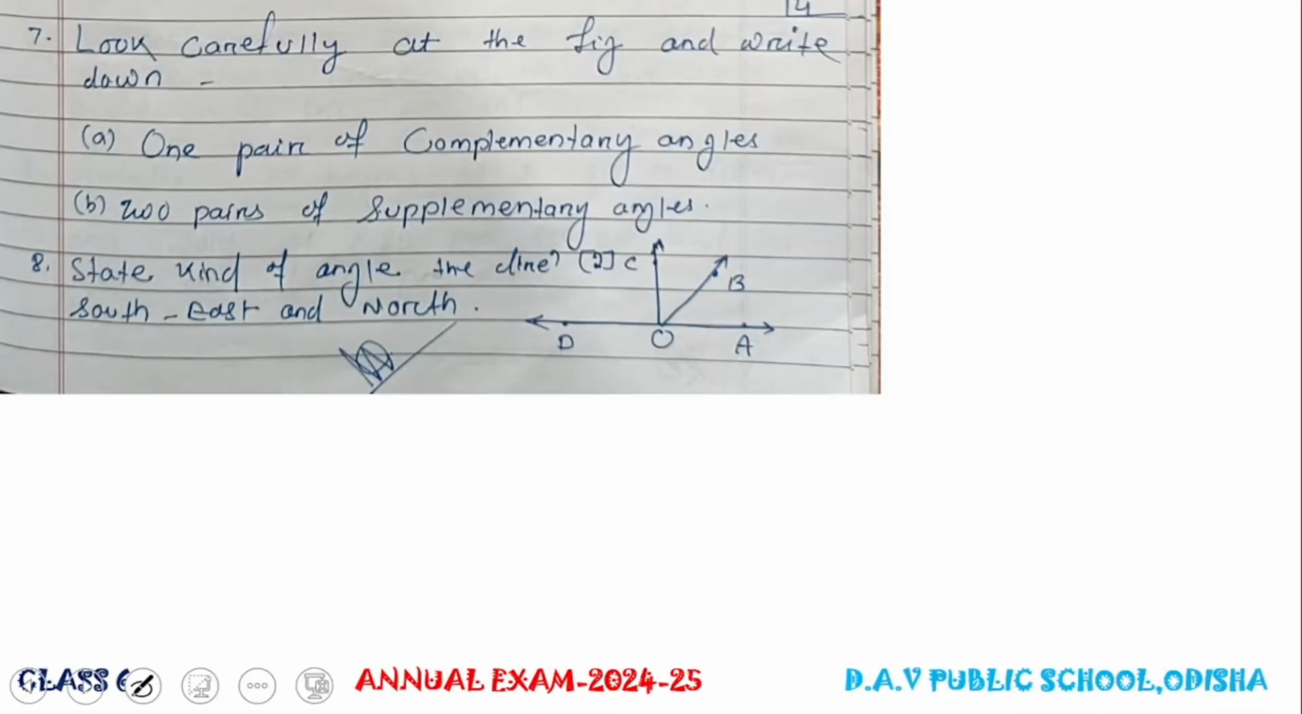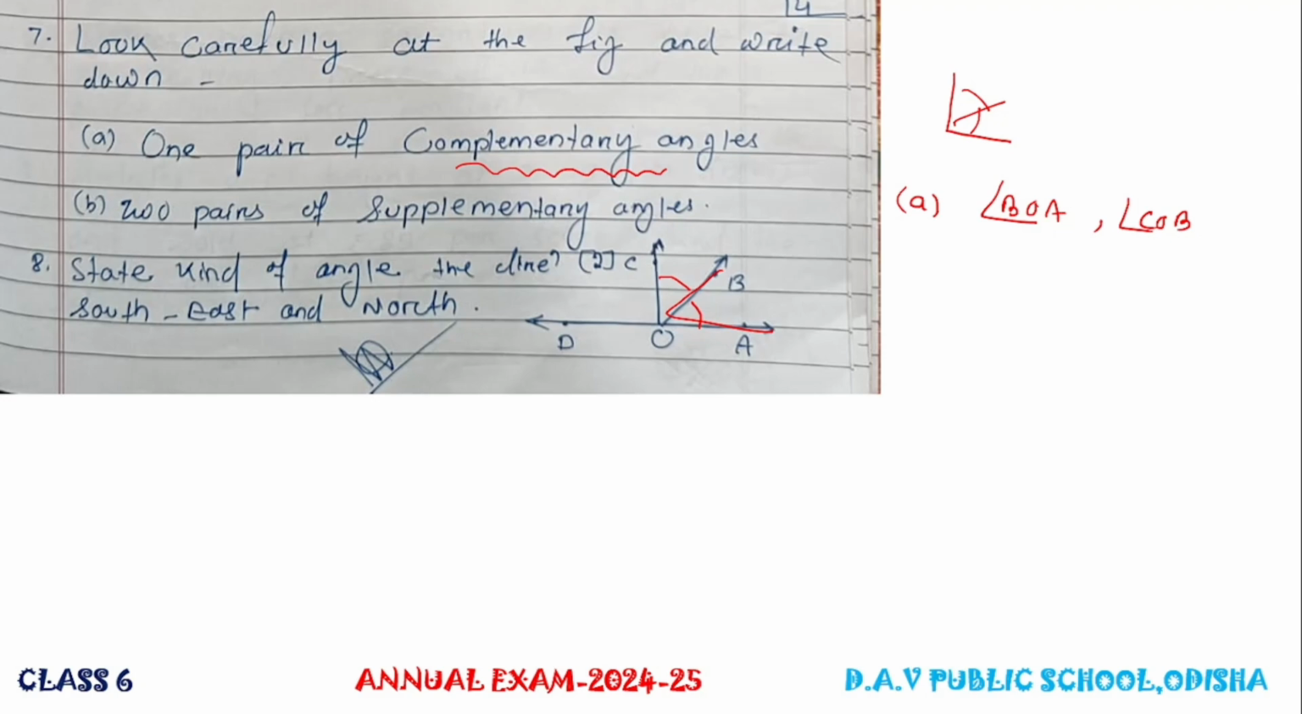Next question, look carefully at the figure and write down one pair of complementary angles. So tell me what is a complementary angle. Complementary angle means the sum of the two angles is equal to 90 degrees, means this angle plus this angle is equal to 90 degrees. Yes or no? Because these two angles are in the L. L means 90 degrees, so this angle plus this angle is equal to 90 degrees, or complementary. So we can write, a number, that is angle BOA and COB or BOC. This pair is called complementary angles.